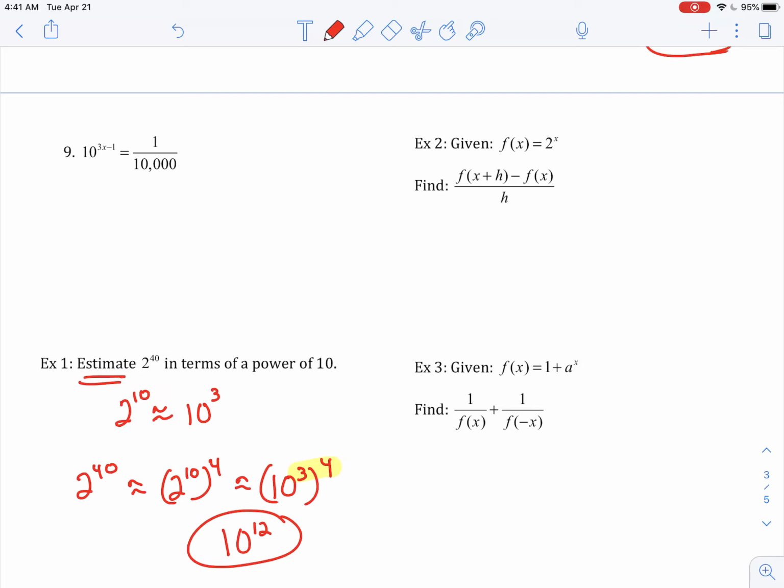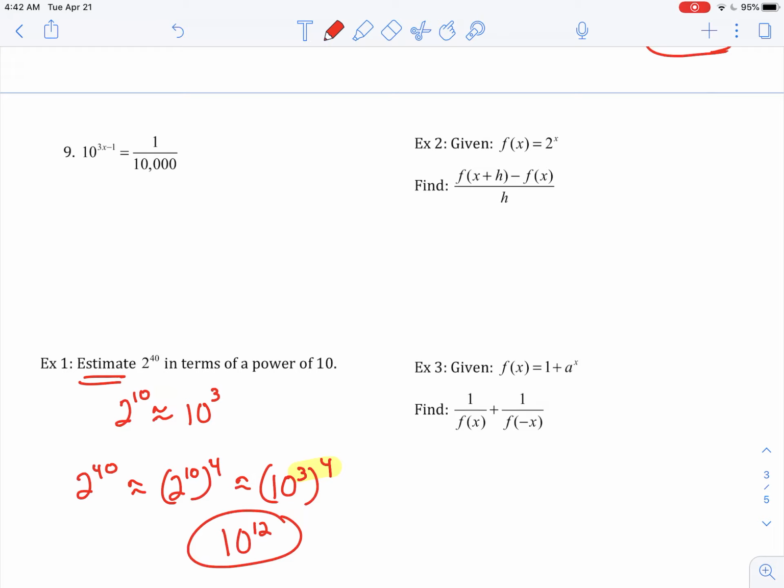On number 2, we're given the function f of x equaling 2 to the x, that exponential function. You should recognize that equation of f at x plus h minus f of x, all divided by h, that difference quotient. So we want to evaluate the difference quotient for that function of 2 to the x.